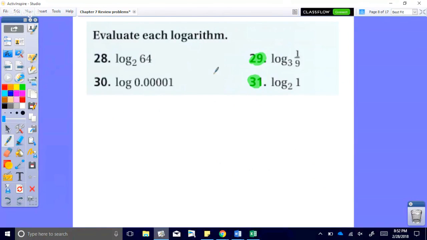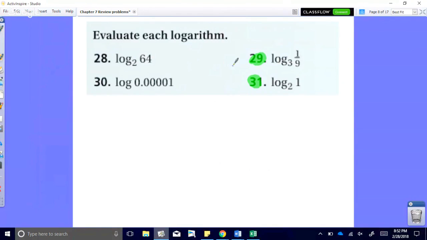And evaluate each logarithm. So again, 29. I'm going to write log base 3 of 1/9, and in my mind equals x. So here's what this is saying. We convert it back to an exponential. 3 to what power is equal to 1/9?